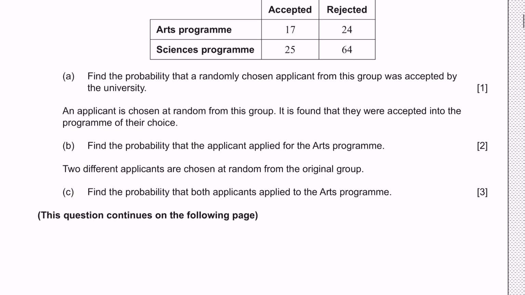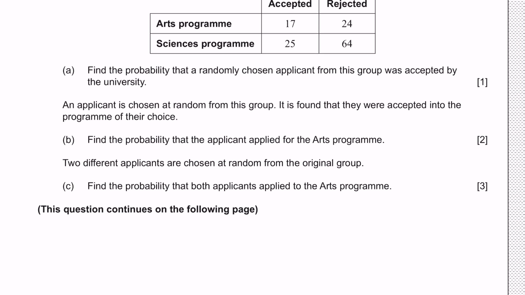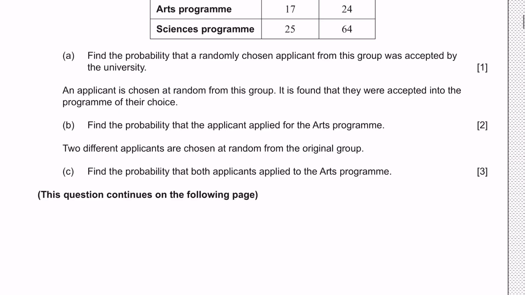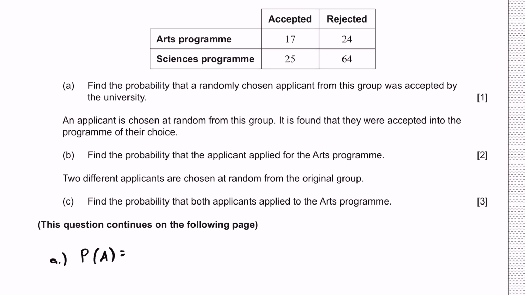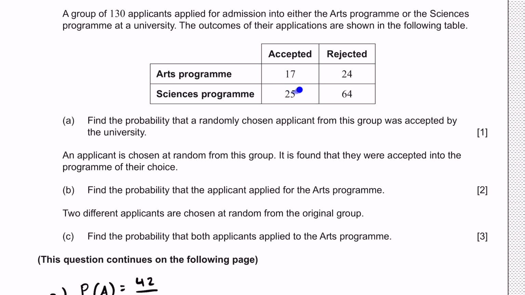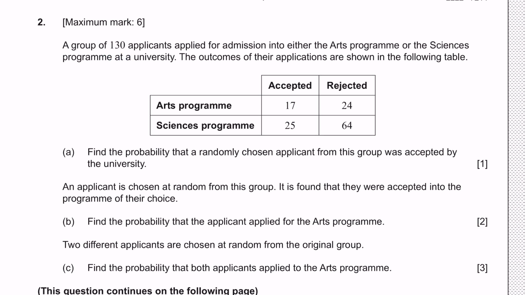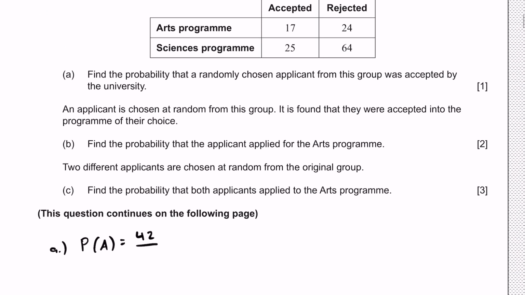So remember, when we're dealing with probability of just a single event, it would be number of desired outcomes over total number of outcomes. In this case, if we want to find P(A), the probability that someone was accepted, it would be number of accepted. In this case, 17 plus 25 would give us 42. And then over total number. So 42 individuals accepted out of 130 applicants. So probability of being accepted is 42 out of 130.